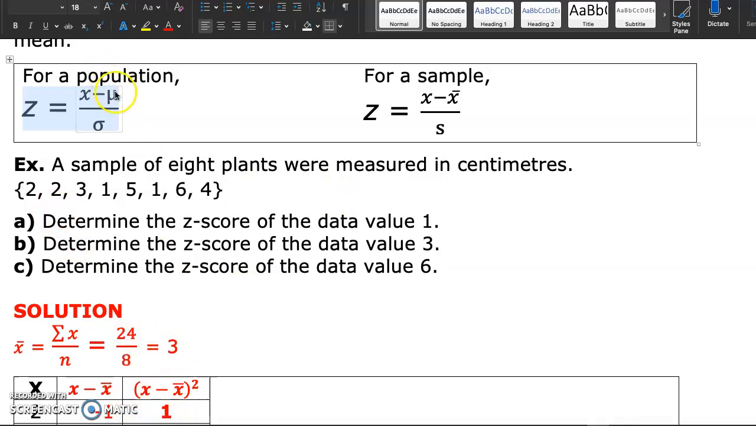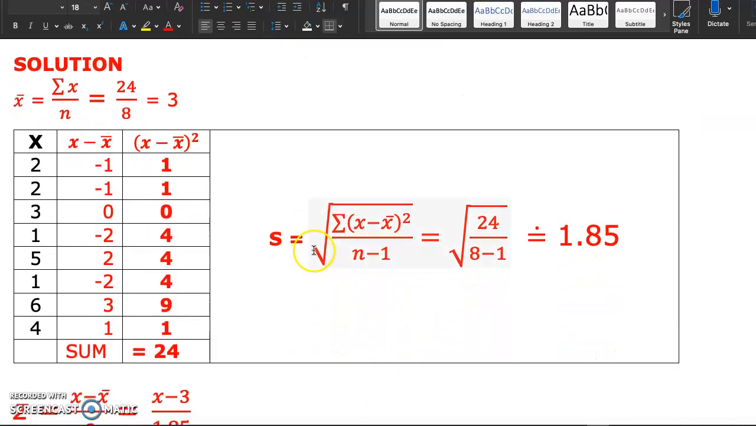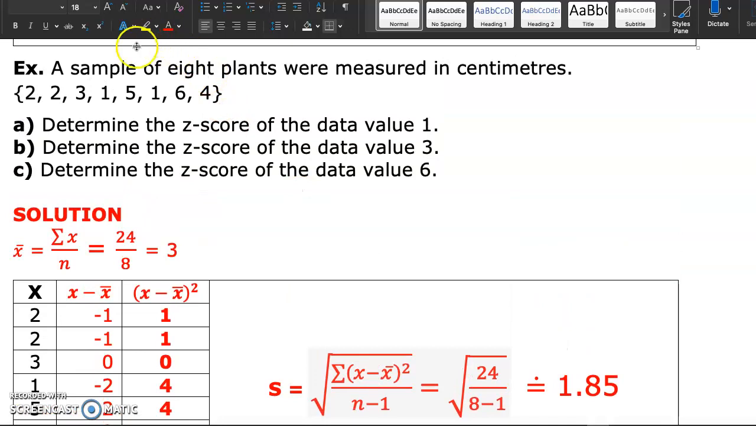We also need the standard deviation. This is a little bit of work. Let's come up with the formula. S is equal to the square root of the sum of x minus x bar squared divided by n minus 1. We're using n minus 1 because I explicitly stated a sample.